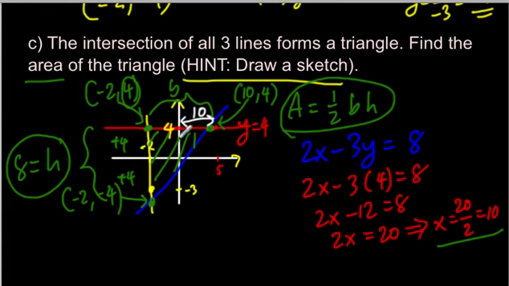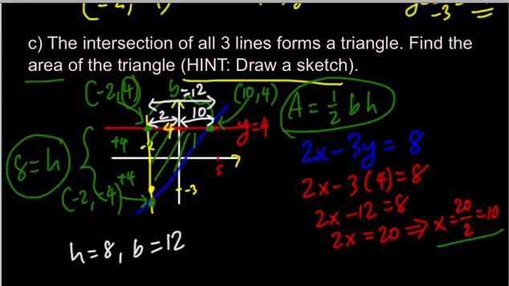And what's the distance from the y-axis to the -2? Well, it's 2 units, right? Because from the y-axis to -2, it's 2 units. So what's b in total? B in total is simply 10 plus 2, which is equal to 12, right? So h equals 8, and the base equals 12, right?